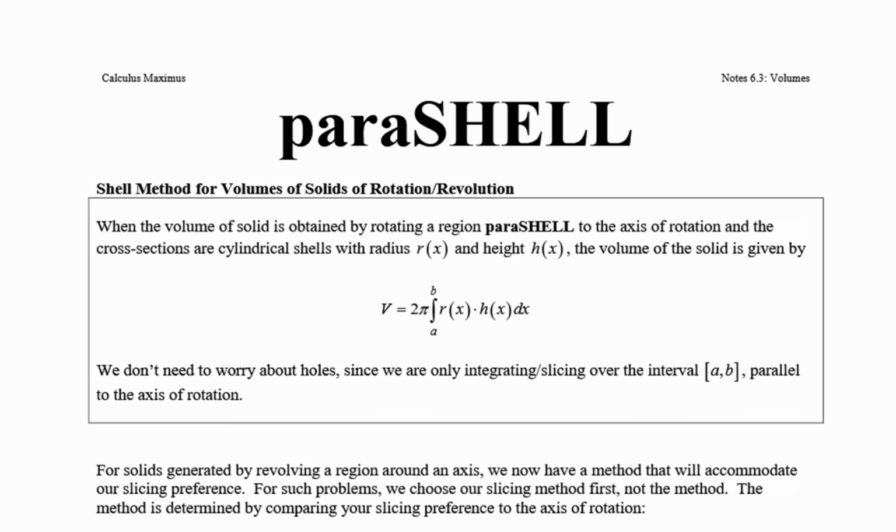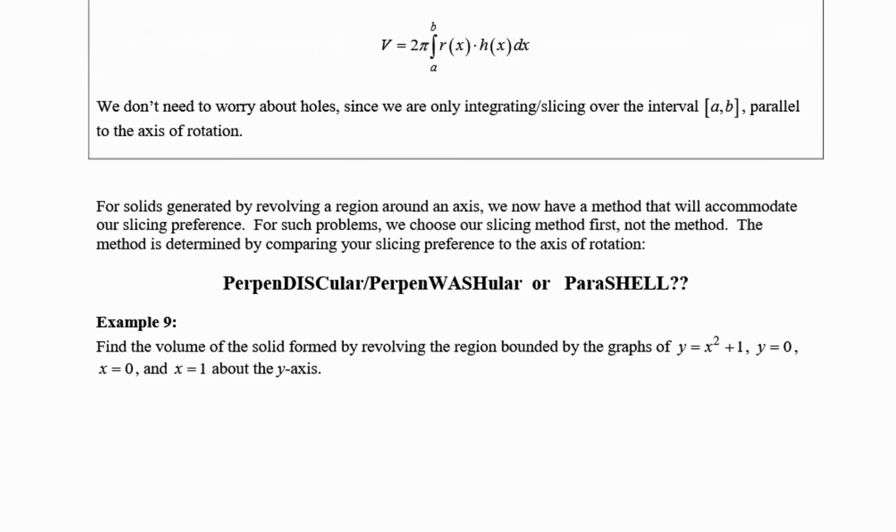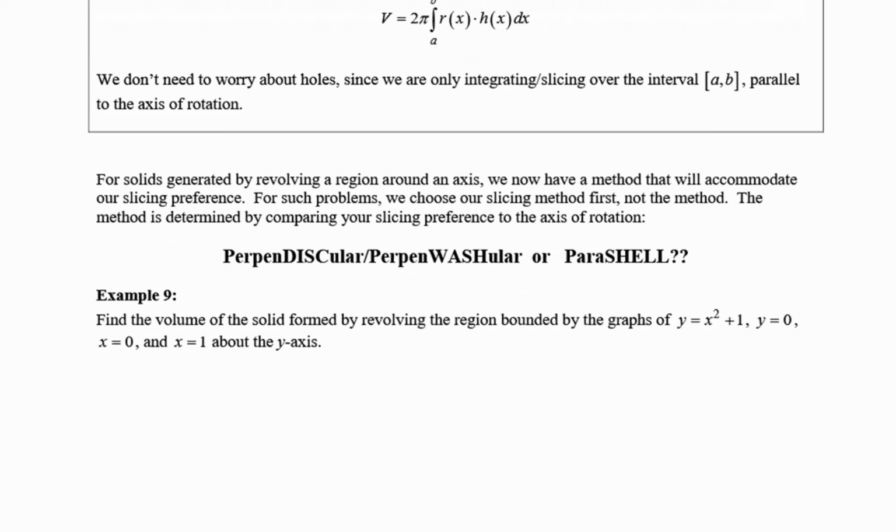All right, so let's look a little more into this. It's called a shell because it's a cylindrical shell that we're using. And it rhymes with parallel if we say parashell, so it kind of helps. So this time, the axis of rotation needs to be parallel to each little region. And this formula is specified, just like we were talking about.